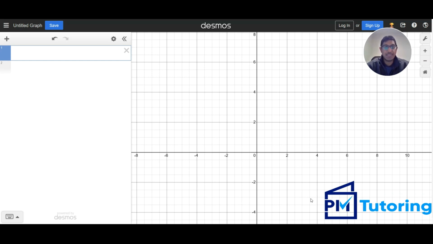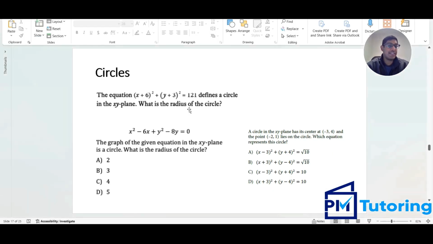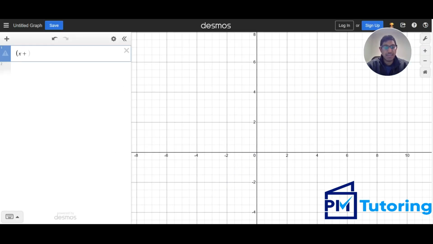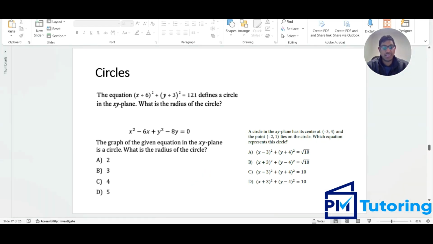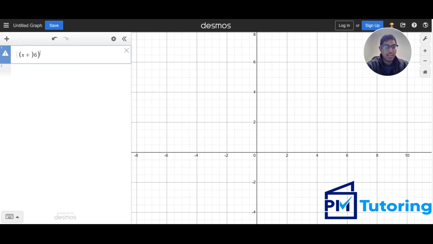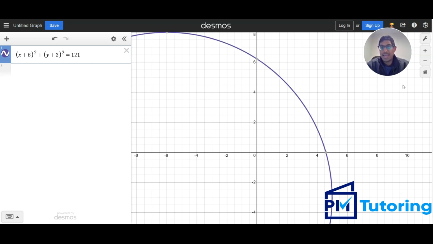So of course, Desmos helps us do this very quickly and easily and visually. Over here we have an equation (x + 6)^2 + (y + 3)^2 = 121. What's the radius of the circle? If we forget our center radius form of a circle, or perhaps just want to double check, right, play it safe, we can just type our equation in. So that's (x + 6)^2 plus (y + 3)^2 equals 121. And there's our circle over there.